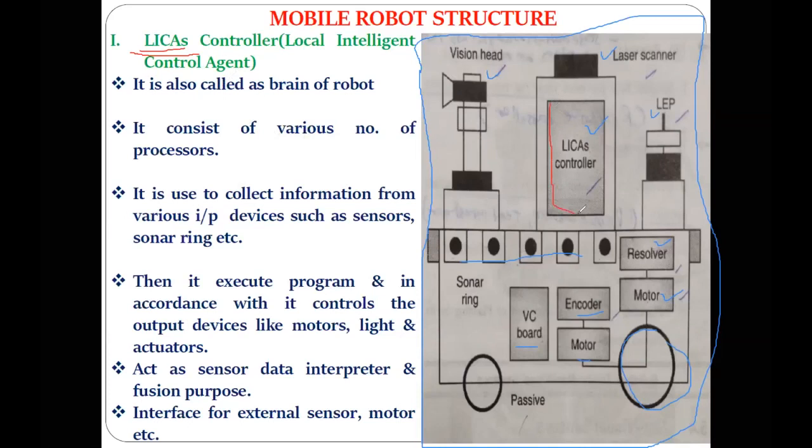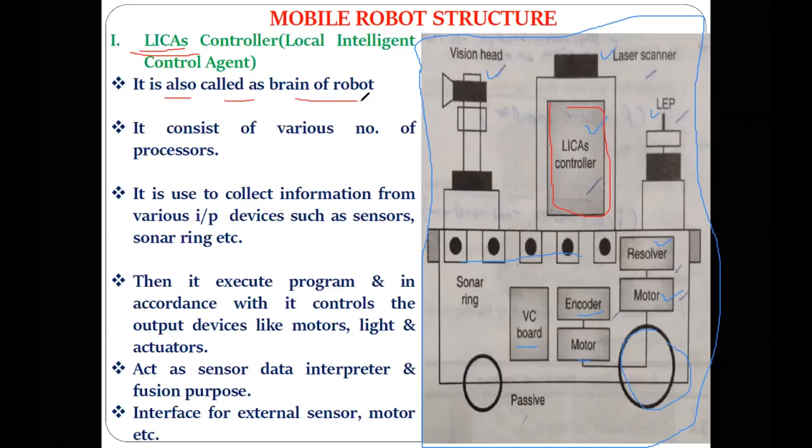This is the LICA controller. Its long form is the Local Intelligent Control Agent. Its functionality is very simple. It is just like the brain of the robot.